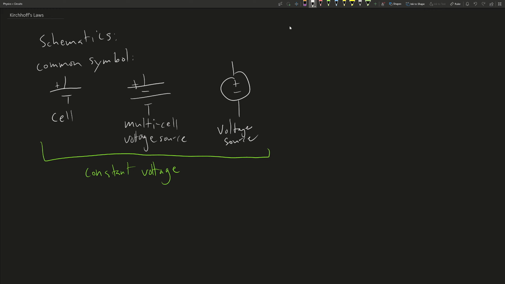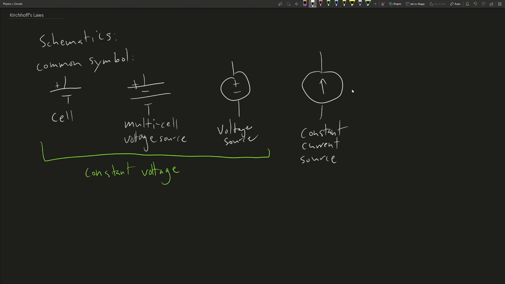Now you may also see things like current sources. If this is a voltage source, then a current source will usually just look like a circle with an arrow inside. And this is a constant current source. It is almost like a battery, except a constant current source always has a constant current through it, which means that regardless of what the rest of the circuit is, this branch with a constant current source will always have a constant current.